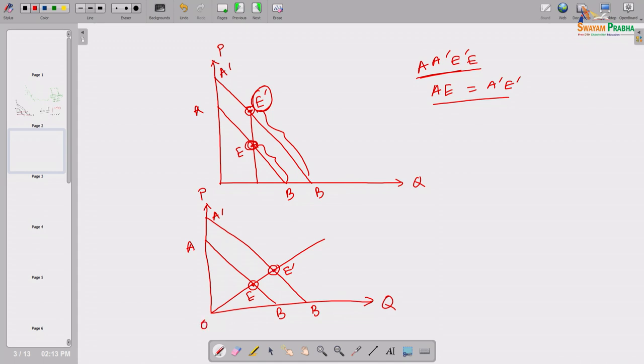Let us prove that. Suppose O is our origin. So, you can understand that from the figure.